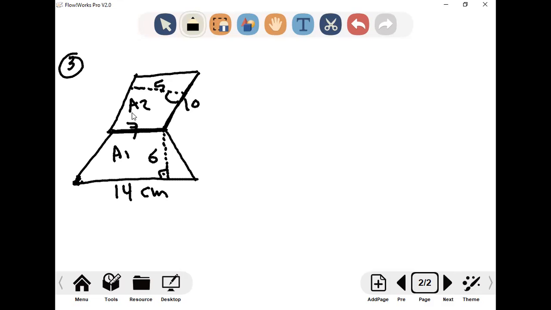We have 7, right? Here's 7. This 7 is for the trapezoid and for the parallelogram, right? And 10. Which one of them is the base? You all said 10, but why? Yes. No, it is 10, but why?